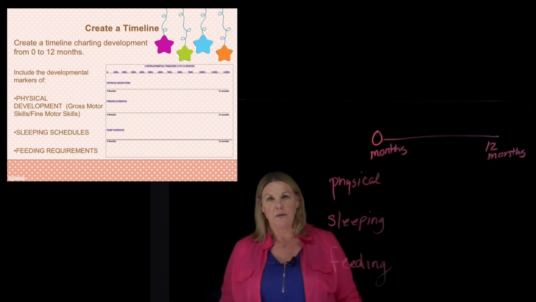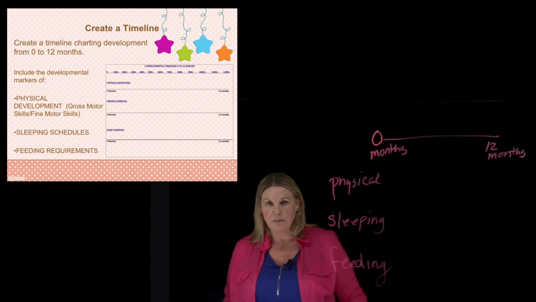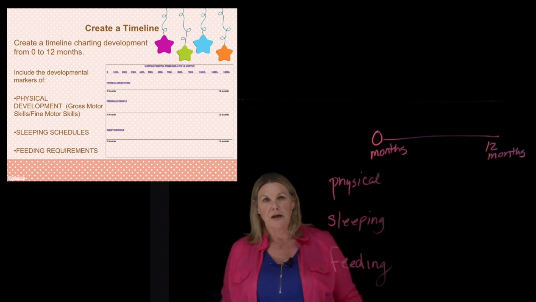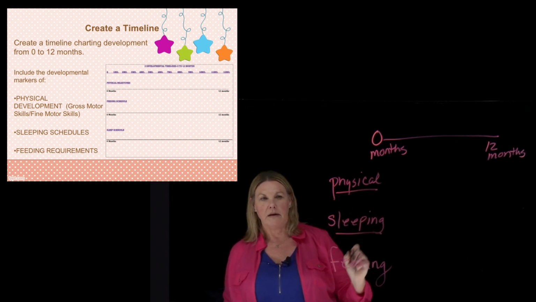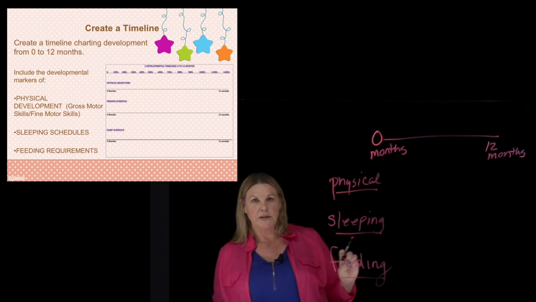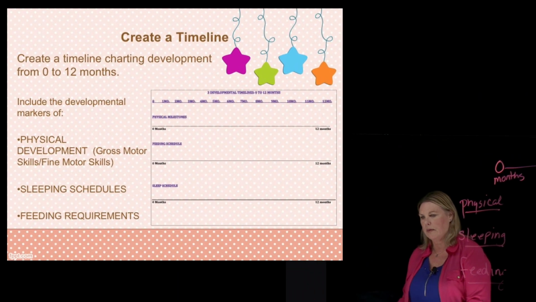What are they eating? Remember, babies start with breast milk. How long are they having breast milk for? Do we fortify that breast milk with vitamins? When are they switched to cereals, soft foods, baby foods, real food? And you want to put that in your timeline. So you'll actually have 3 timelines that range from 0 months to 12 months.